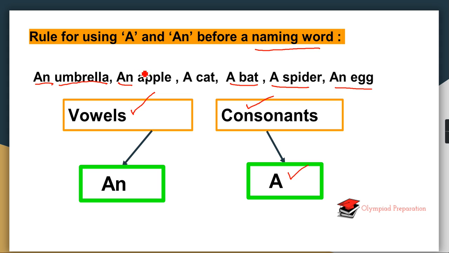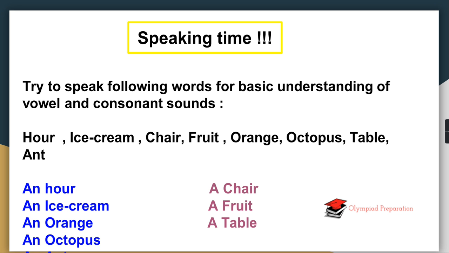So, in all these examples, you can see we have used a before umbrella, an apple, an egg. So, it is based on the sound produced by the first letter of the word. So you need to try hard to speak all the words that you encounter in your daily life, for a basic understanding of vowel and consonant sounds.